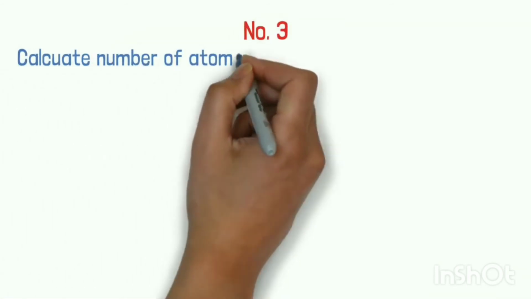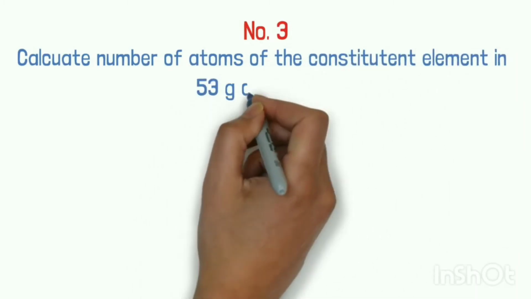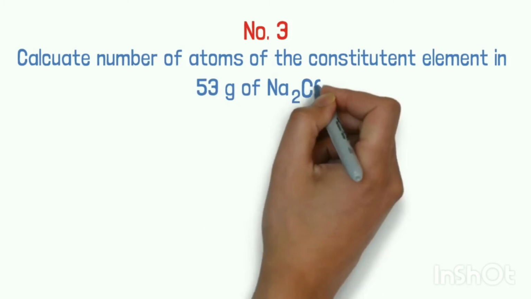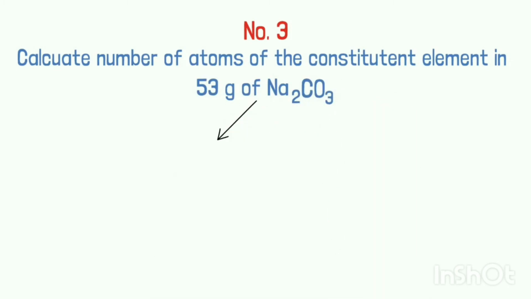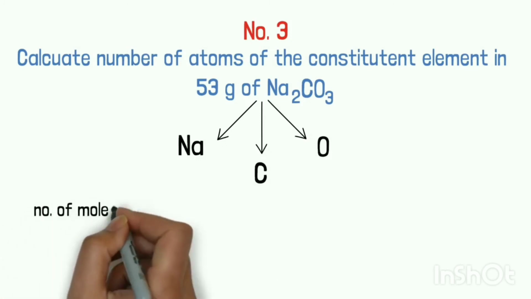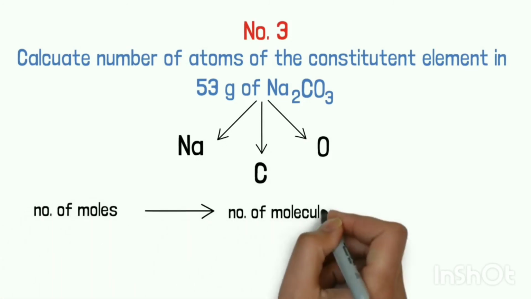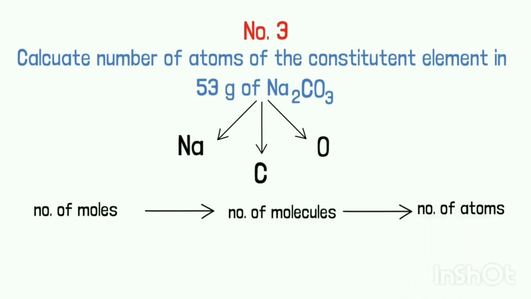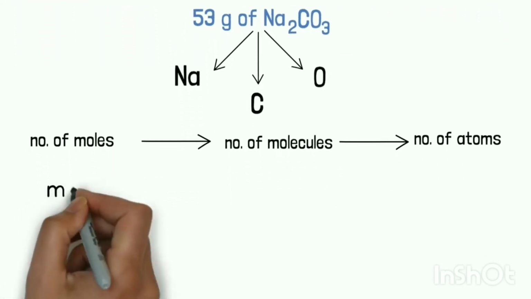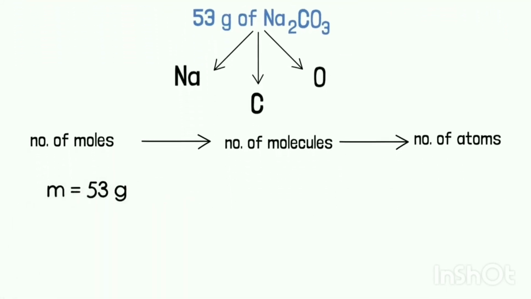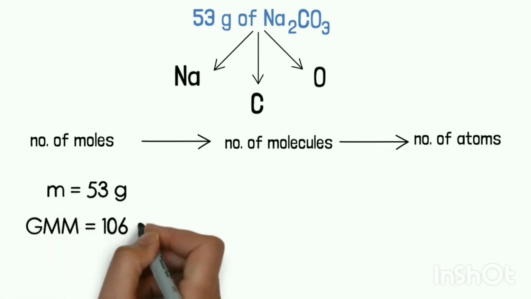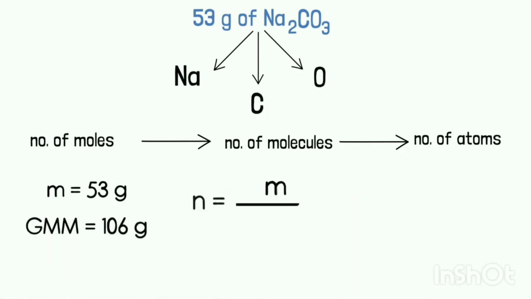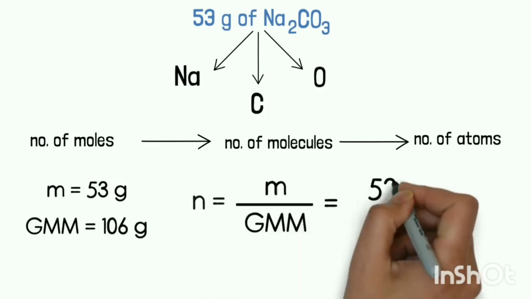Let us see another question. Calculate the number of atoms of the constituent elements present in 53 grams of sodium carbonate. So what we actually want to find out is number of atoms of sodium, carbon and oxygen present in Na2CO3. So we'll first find out number of moles, then number of molecules, and after that number of atoms. Here the given mass is 53 grams, and on calculation the gram molecular mass will be 106 grams. So n is equal to m upon GMM, that is 53 upon 106. When we solve it, our answer comes to 0.5 moles.